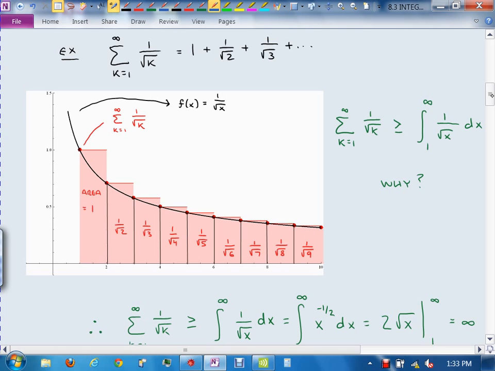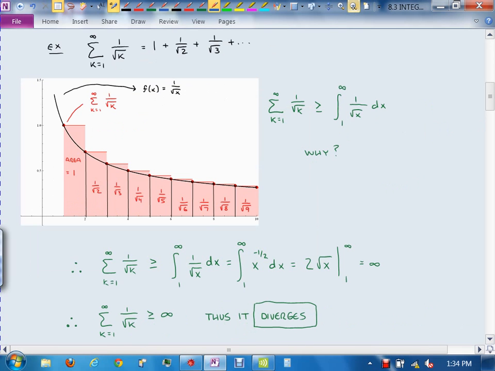If I look at these areas, just like I did before, I've got 1 over root 2, 1 over root 3. So I've got all these areas together. And then here, the black curve is 1 over the square root of x. Do you notice that these rectangles are bigger? Do y'all see how these rectangles are bigger? So the relationship that we have is a little different in this problem.